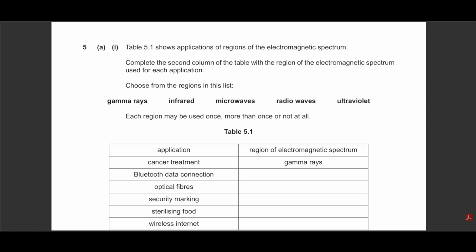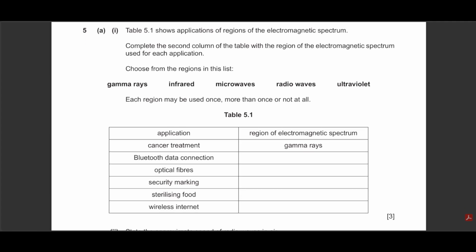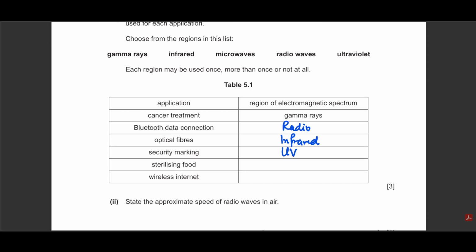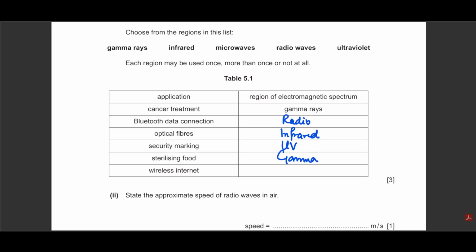The table shows applications. Okay, fine. Now again, this is a classic memory-based question. I can't really help you with this. You just have to memorize where everything goes. So Bluetooth generally falls in radio. Optical fibers, generally we use infrared or visible light. Security markings on banknotes use UV radiation. Sterilization uses gamma radiation to kill bacteria on food or at least medical equipment.